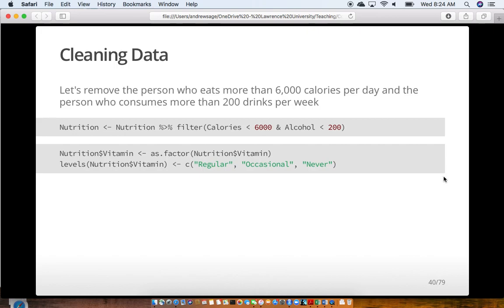To do that, we'll do a little bit of cleaning the data. We're going to remove the person who claims to eat more than 6,000 calories in a day and consume more than 200 drinks in a week. Perhaps this person was not being honest in the study, or at the very least does not seem to be representative of the vast majority of people we're interested in drawing conclusions about. We'll also convert the vitamin variable to a factor variable or a categorical variable in R.